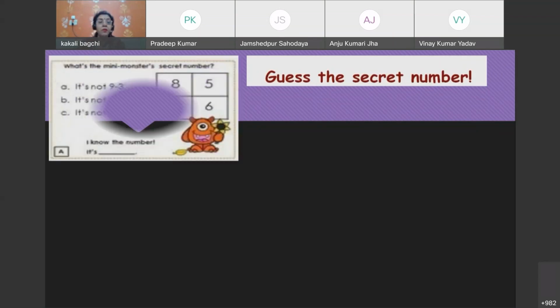Can we ask this type of questions? Please reply what is the answer. It is not 9 minus 3. It is not 0 plus 5. It is not 10 minus 3. Who am I?